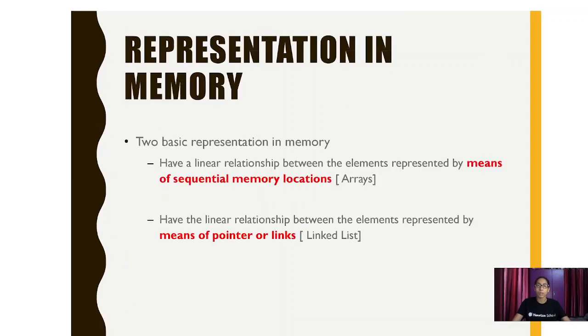There are two basic representations in memory. One has the linear relationship between the elements represented by means of sequential memory locations, that is an array. The other has the linear relationship between the elements represented by means of pointers or links, that is a linked list.